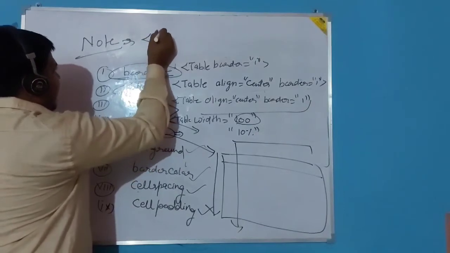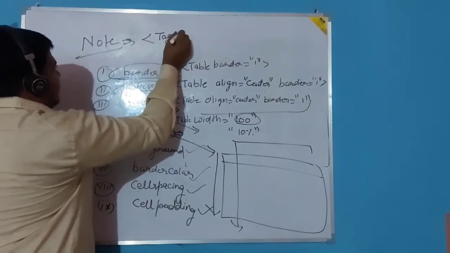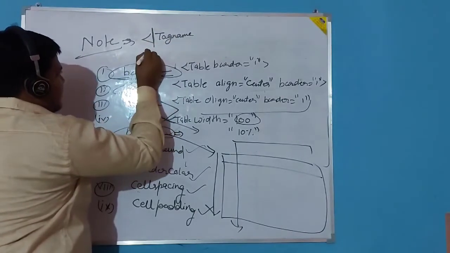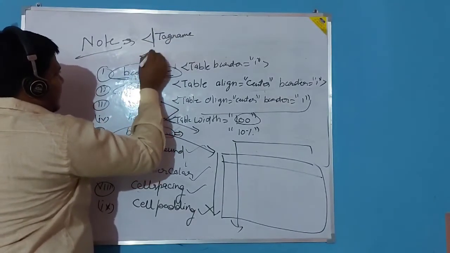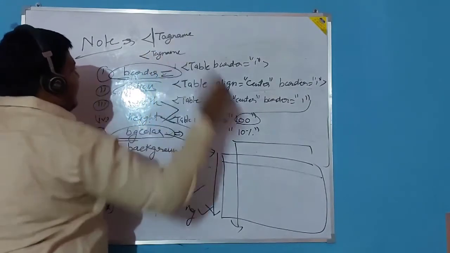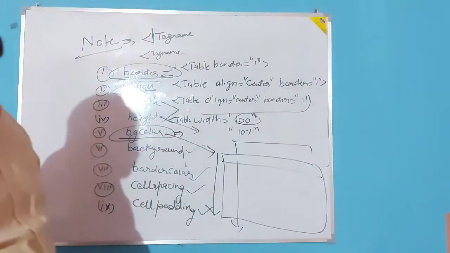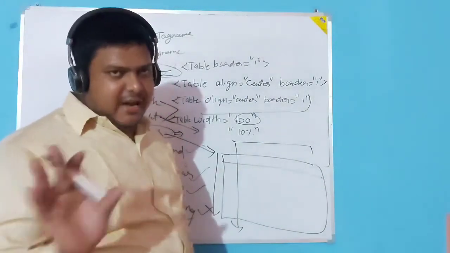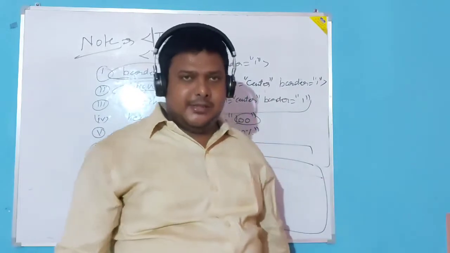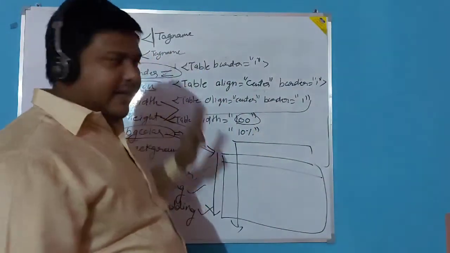Here, after the tag name, no space must be there. As you open the angle bracket, just after it you have to write the tag name without any space. If you give a space, it will not come to your web page. That table will not appear; it will appear as simple text. So my dear students, don't give any space here.